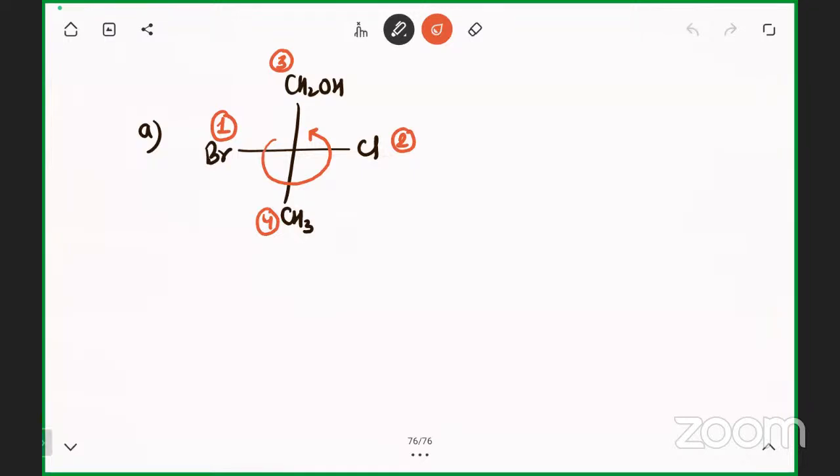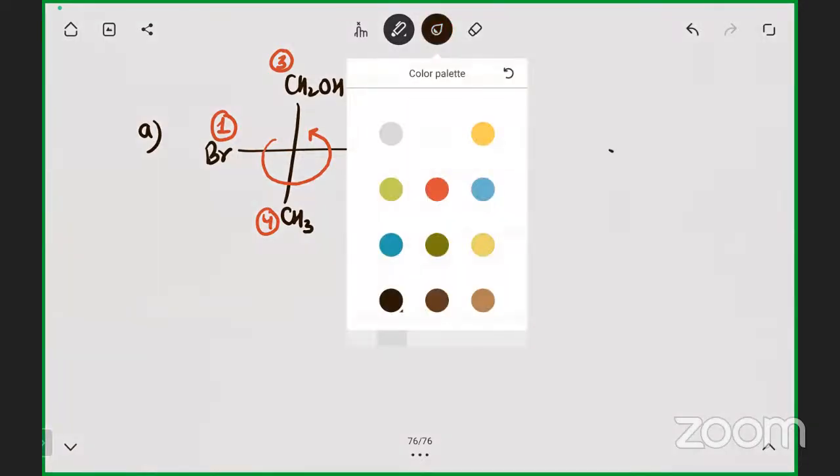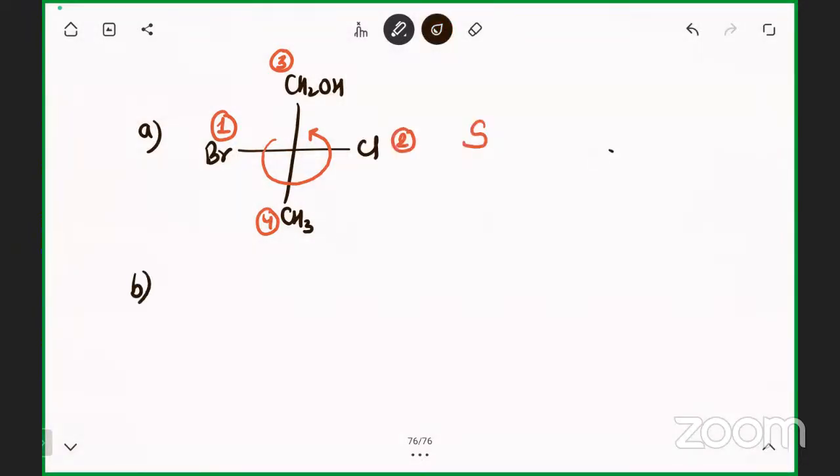Understanding my point or not? Yes, sir. So is this S or is this R? See, we are going 1, 2, 3. The arrow is anti-clockwise. So this is S configuration. Okay. One more example I'm giving. You have to tell me what is R, what is S.